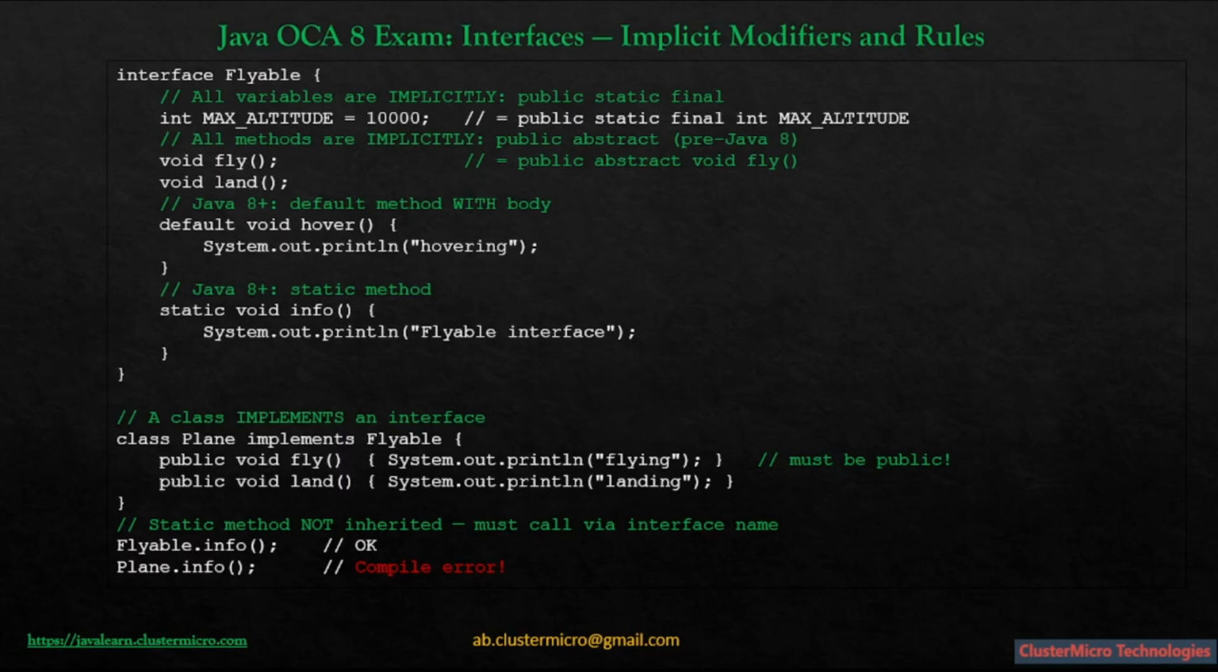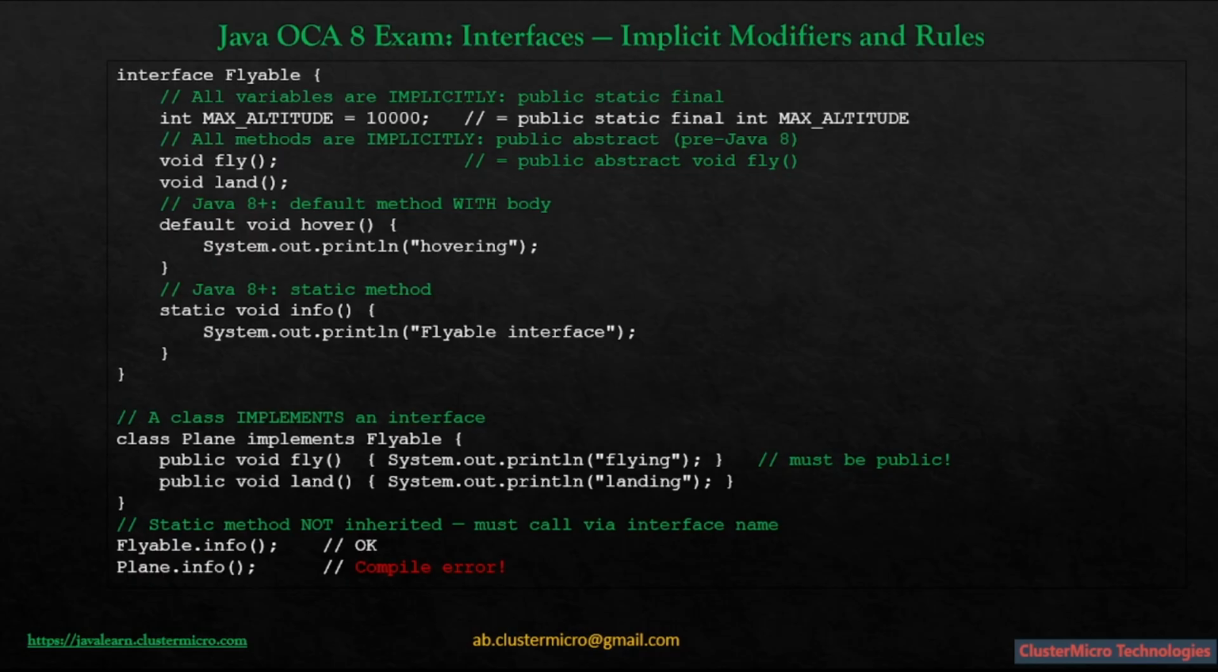Starting with Java 8, interfaces can also include default methods. We have to understand that a default method has a complete implementation and is marked with the default keyword. This feature allows interfaces to be extended with new methods without breaking the existing implementations. Interfaces can also contain static methods, and these methods are not inherited by implementing classes.